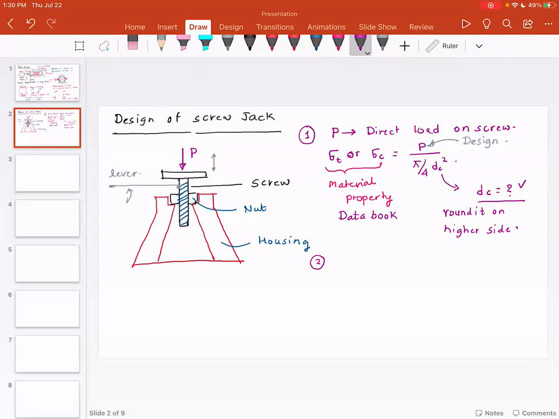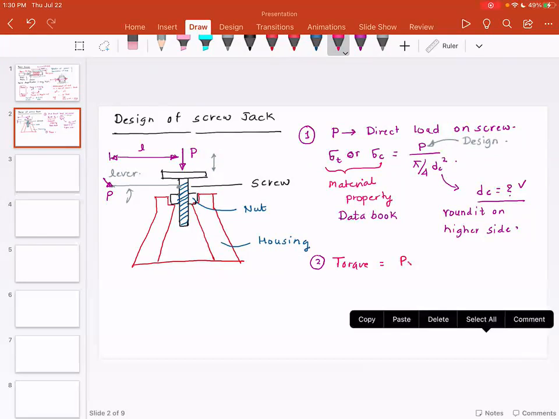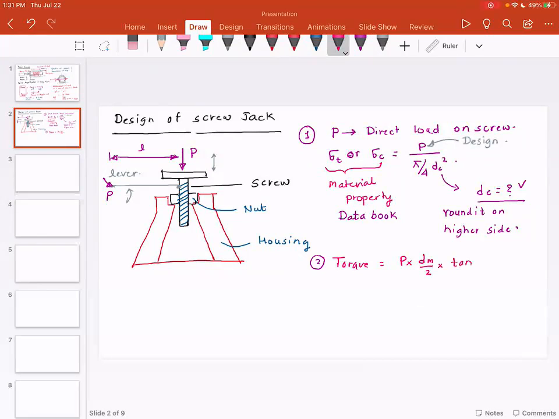The next equation is, as you rotate the screw, there will be torque. Because if you think about it, you are going to apply the force. There is a lever arm, L. And clearly, you need to do some work to raise or lower the load. So the torque that is needed to raise or lower the load is P times dm divided by 2 multiplied by tan of (alpha plus phi). So what are these? dm is the mean diameter.